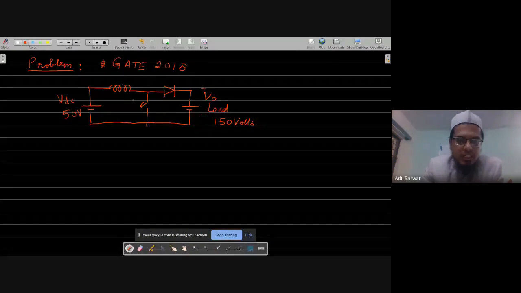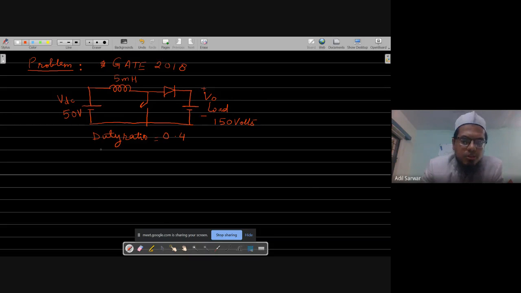Okay, so because of this DC boost converter, it is given the value of this inductor is 5 millihenry. Other information that is given is the duty ratio. It is mentioned duty ratio is given, and this is equal to 0.4. Then the frequency is also mentioned, the frequency of switching of this switch is equal to 5 kilohertz.